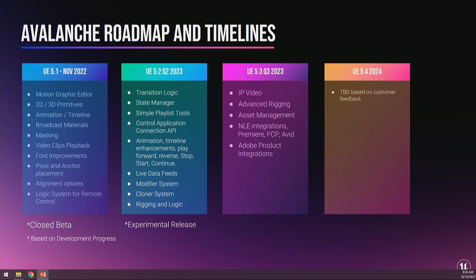For the next year, we're targeting that we would hopefully be able to be in an experimental release state at 5.2, which would be early next year in Q2, so probably somewhere around the March, April timeframe. So we're trucking as fast as we can to make this happen. But if it doesn't happen then, in the next release, 5.3, we're looking to push this out.